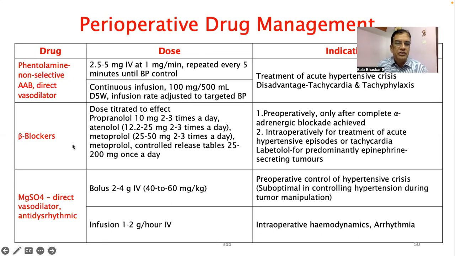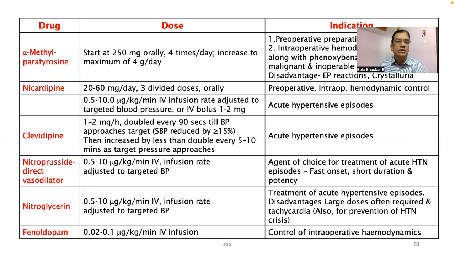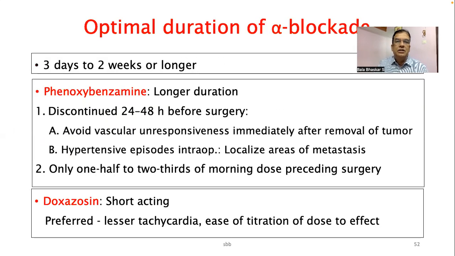Then beta blockers have got a role. Magnesium sulfate has got a role as an antidysrhythmic agent. Alpha-methyl paratyrosine. Then you have got a role for the calcium channel blockers, nicardipine and clevidipine, and usual vasodilators like nitroprusside and nitroglycerin for the patient, and fenoldopam. So this is a list of drugs. You can also go through it later just to understand the doses and their indications.